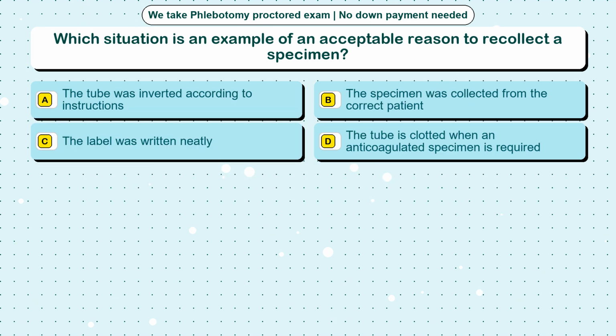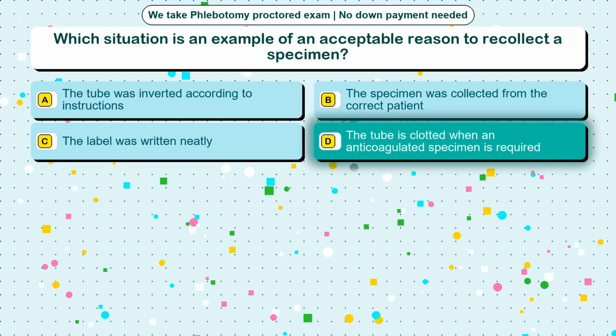Question 70. Which situation is an example of an acceptable reason to recollect a specimen? Option A. The tube was inverted according to instructions. Option B. The specimen was collected from the correct patient. Option C. The label was written neatly. Option D. The tube is clotted when an anticoagulated specimen is required. The correct answer is option D.